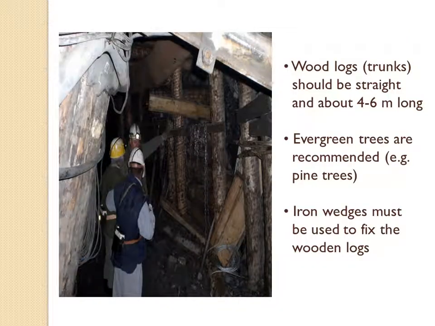There are some parameters which should be considered while using wooden types of support. These are: the wood lock trunk should be straight and about 4 to 6 meters long. Second, evergreen trees are recommended, for example pine trees, because these do not easily wear and tear. Third, iron wedges must be used to fix the wooden locks.